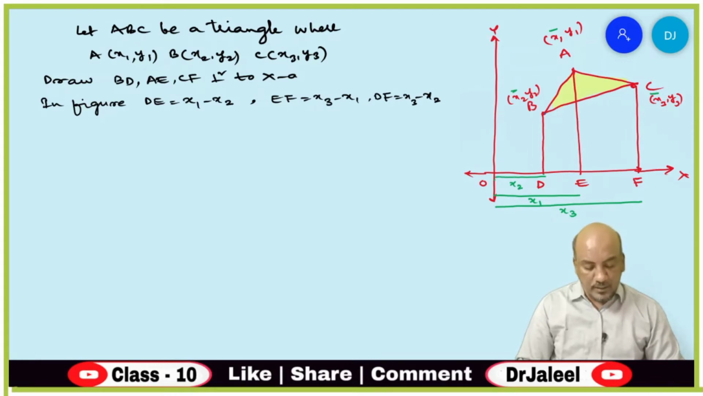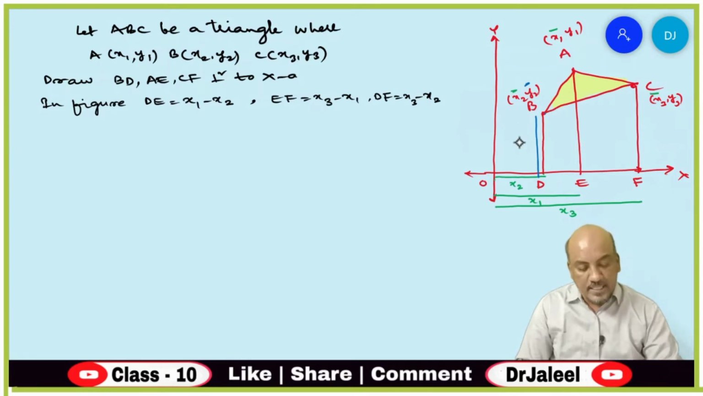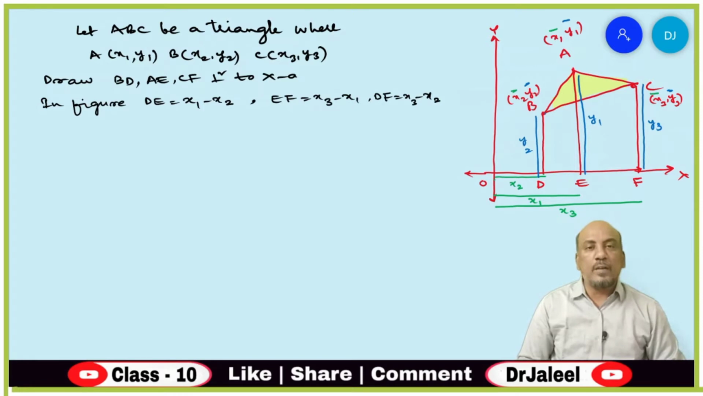Now we will go for vertical distances. So what is the distance between this B and D? You have to consider the y coordinate. How much is it? y2. What is the distance from here to here? That means A to E. You have to consider the y coordinate again. How much is it? y1. Same way, let us know this height also. What is the y coordinate? y3. So I am taking it as y3 here. So now you have all the sides of the trapeziums.